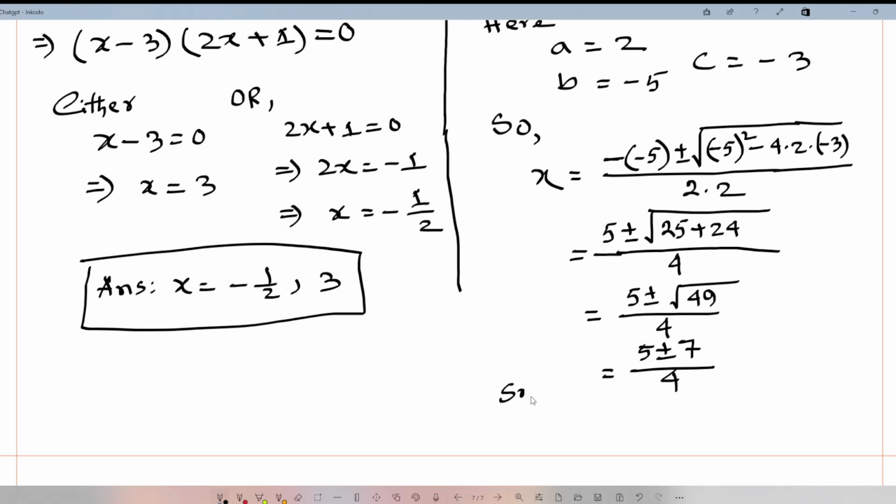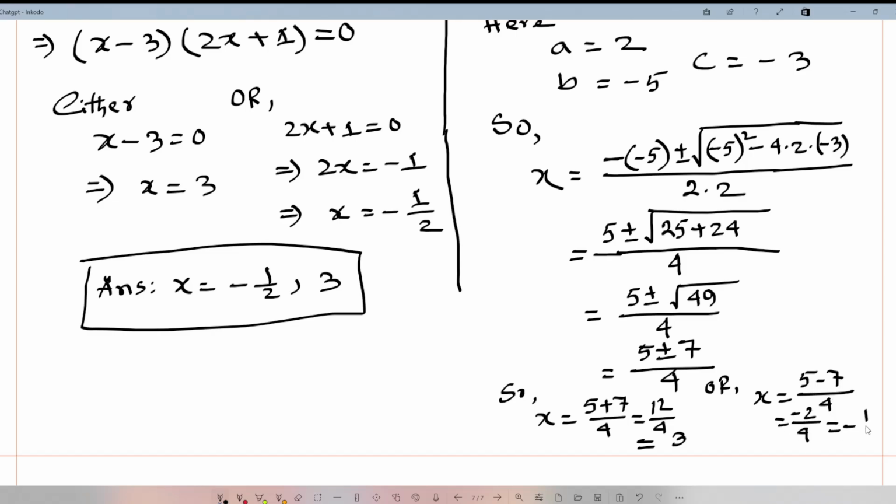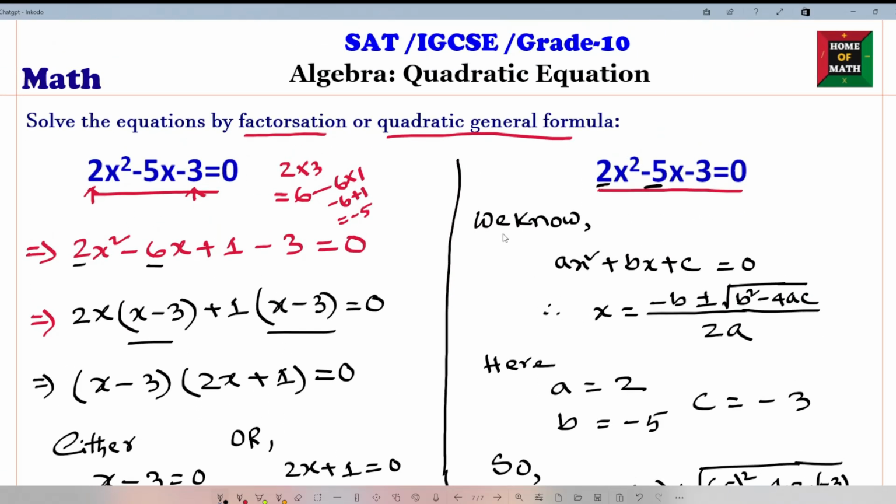So x equals 5 plus 7 divided by 4, it means 12 divided by 4, the answer is 3. Or x equals 5 minus 7 divided by 4, 5 minus 7 will be -2 divided by 4, the answer is -1/2. Look, here is also the same thing, either 3 or -1/2.